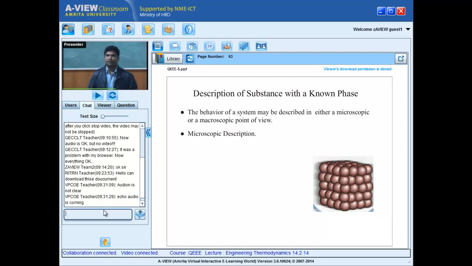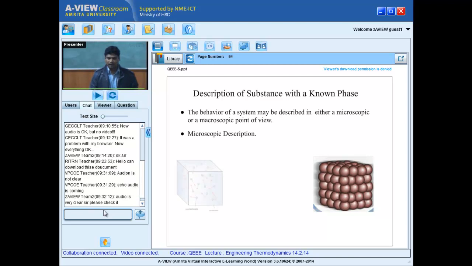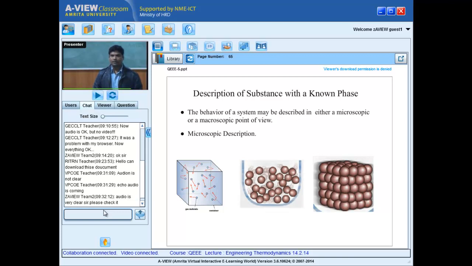Now you see this one. The microscopic description of any system is, after all, what is a substance? The substance contains atoms or molecules. Why is this particular system like a solid or like a liquid, and being a solid, why does it have this kind of shape? All of it is because of the behavior of the atoms or molecules, how they are arranging themselves.